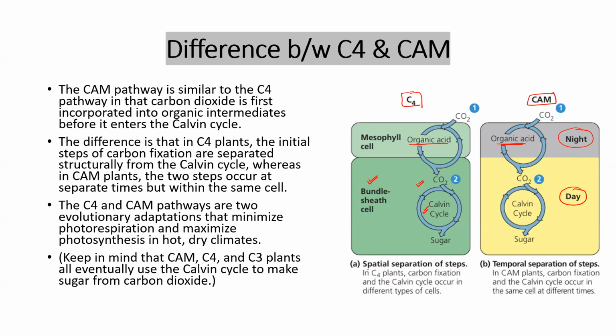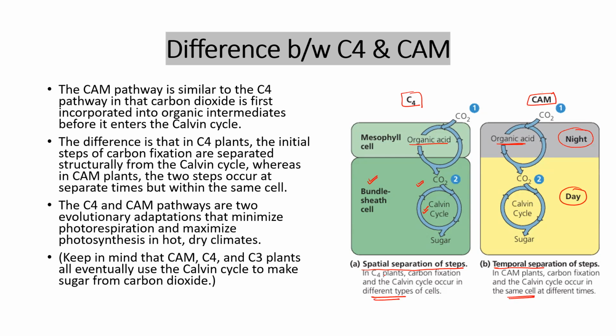So C4 plants show separation in space. They are showing separation in space by using two different cells but at the same time. CAM plants are using temporal separation, meaning they are using two different times but the cell is one. So it is occurring in the same cell in one case and in different types of cells in the other.